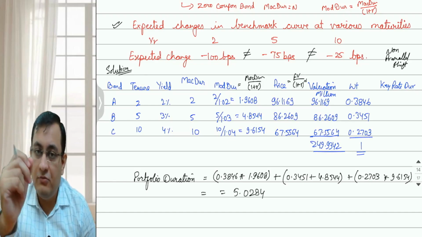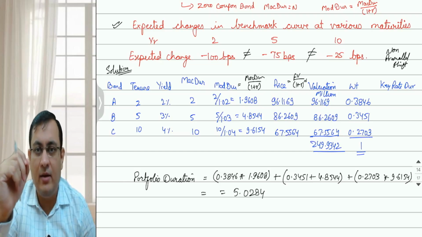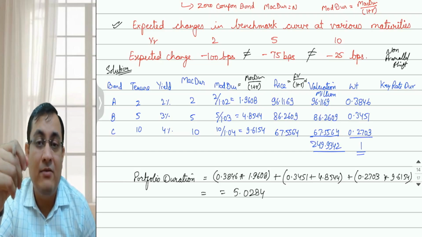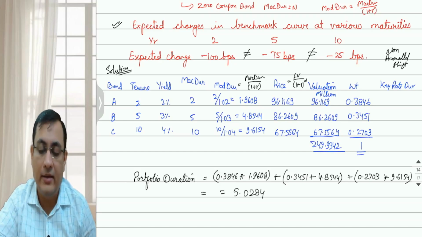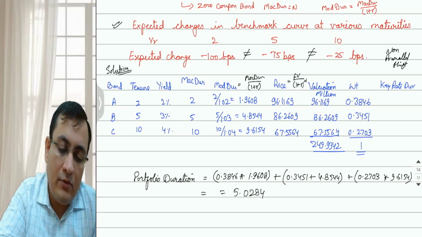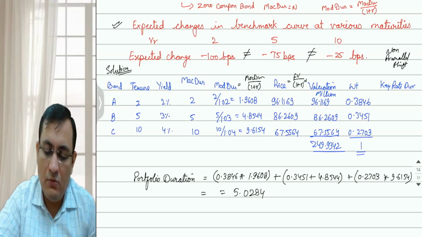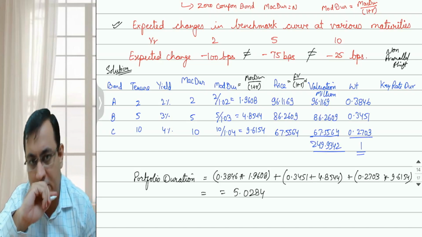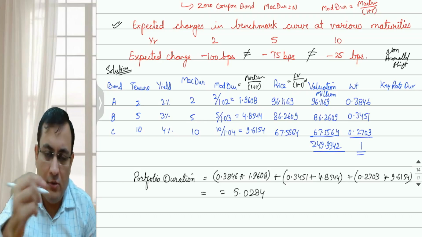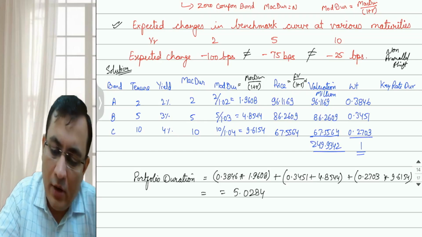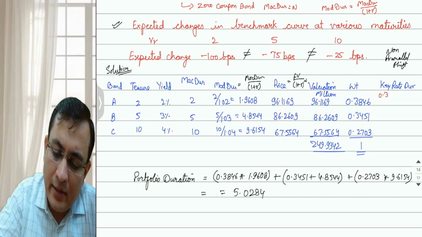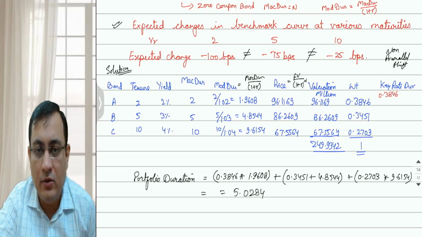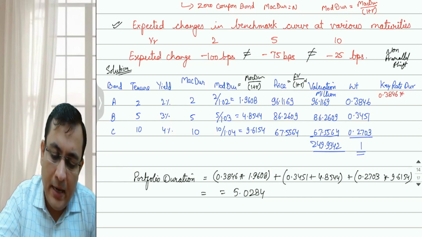Now, if only at one period, that is the second year, yield increases by 1%, what will happen? How to calculate it? Very easy. What we are going to do is multiply the weight with respect to the modified duration. The portfolio will change by that value only. So for the key rate, 0.3846 is the weight in the overall value of the portfolio, multiplied by 1.9608, it will change by that amount.